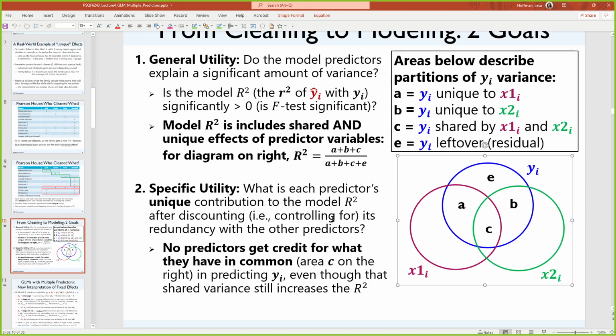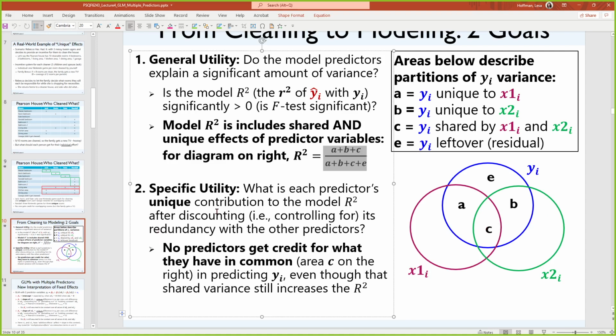So when it comes to building an R squared for the model, common and unique count in the numerator there. And the total is everything, so all the parts of Y. So it is literally total in the denominator in this case. When it comes to interpreting each predictor's effect, though, the way that we talk about the slope is what each predictor captures uniquely that no one else did. So even though C is part of the R squared here, this amount of prediction is not going to be given credit to X1 or X2.